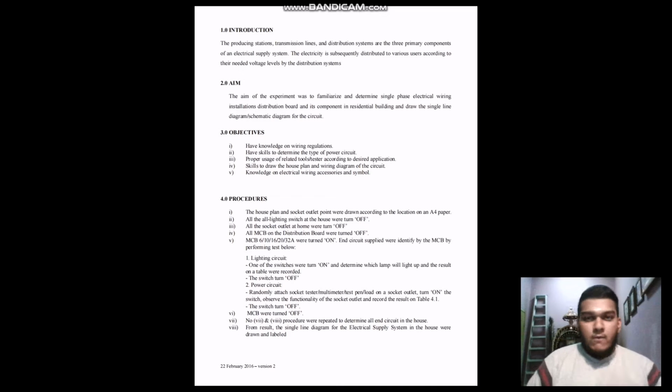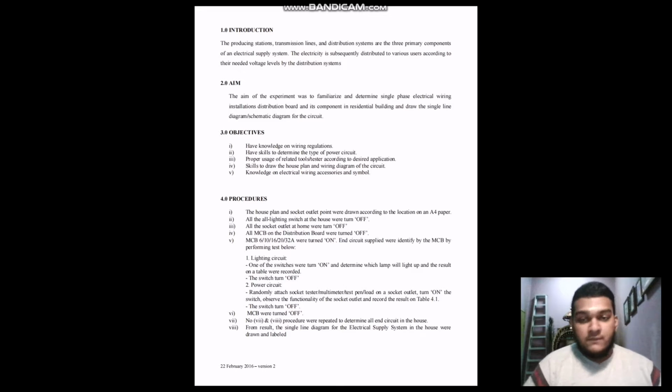Next, the aim of this experiment. The aim of the experiment was to familiarize and determine single-phase electrical wiring installation, distribution board and its component in residential building and draw the single line diagram or schematic diagram for the circuit.